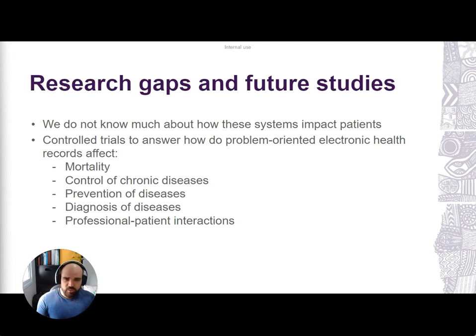So in conclusion, we do not know much about how these systems impact patients, either in a good way or a bad way. Talking about the future, for future research, we should investigate better through controlled trials how problem-oriented electronic health records affect patient mortality, control of chronic diseases, prevention of diseases, diagnosis, and professional and patient interactions.